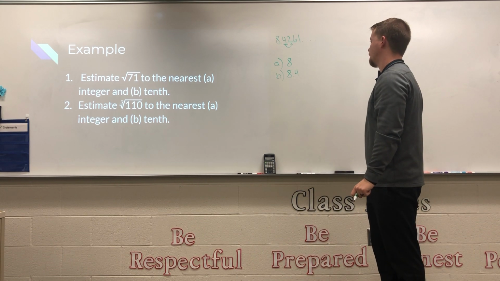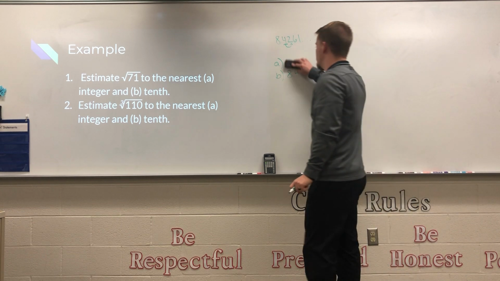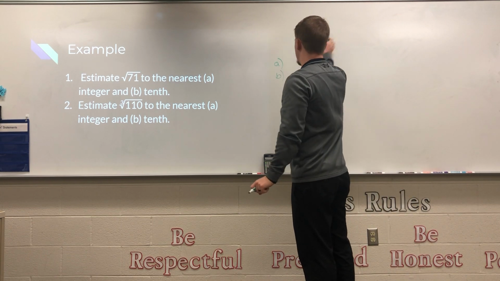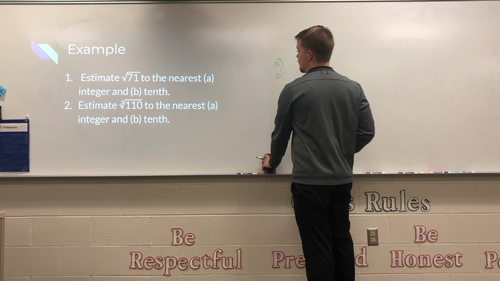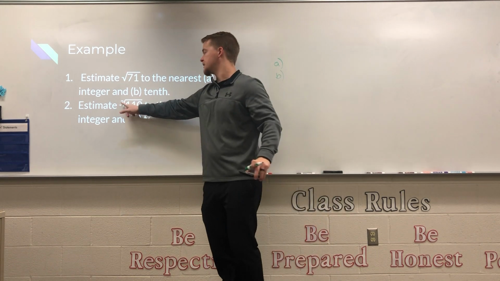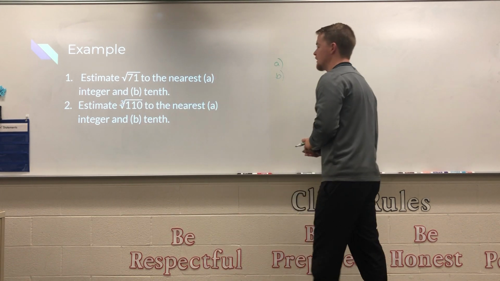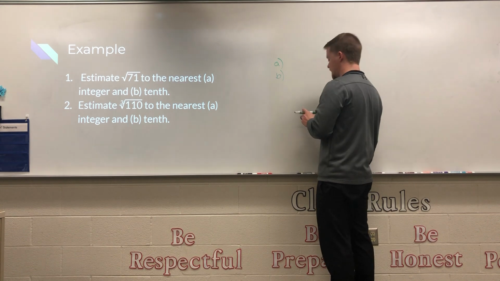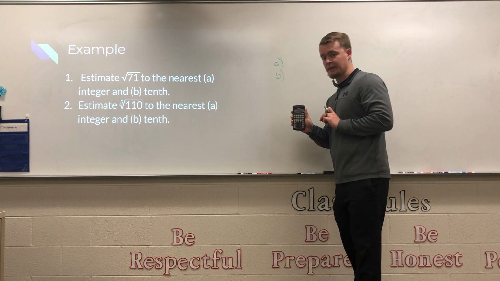8.4. Okay, let's look at part B, or number 2. So number 2, estimate the cube root, it's got the 3 in the corner, estimate the cube root of 110 to the nearest integer and tenth. So again, 110, I'm going to plug in my calculator.